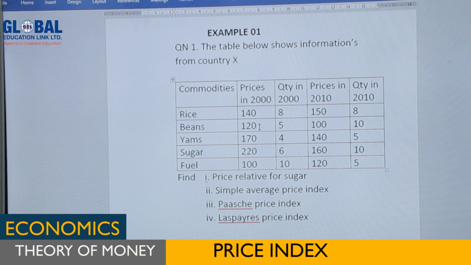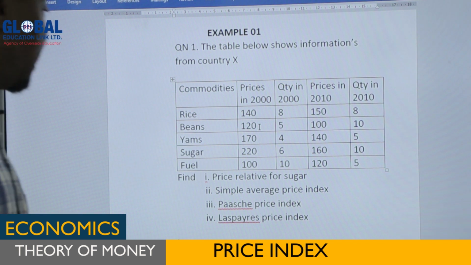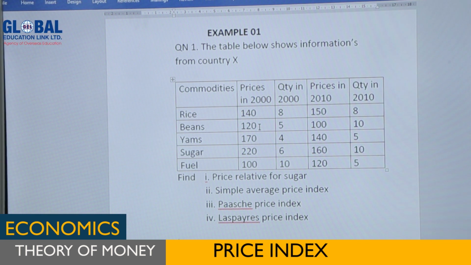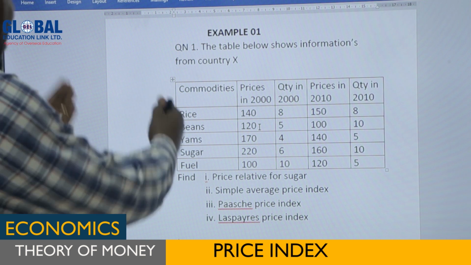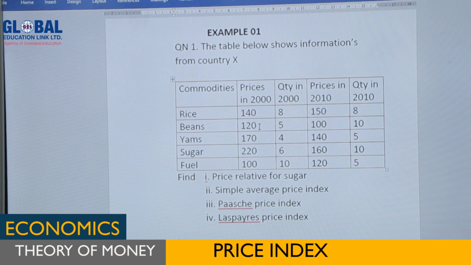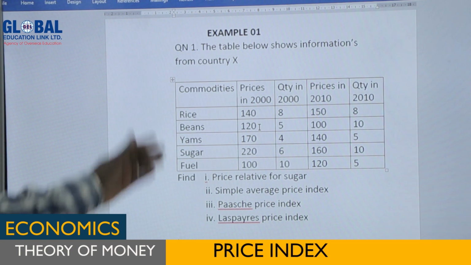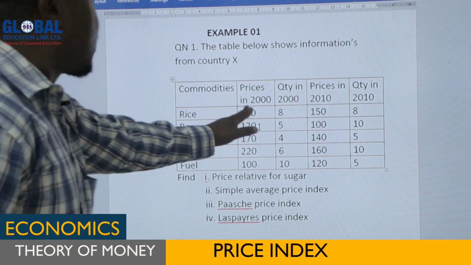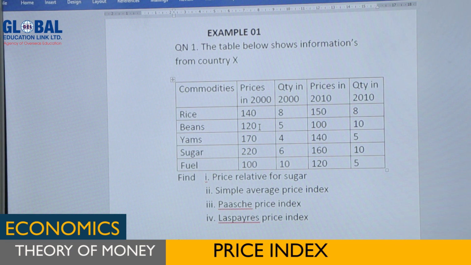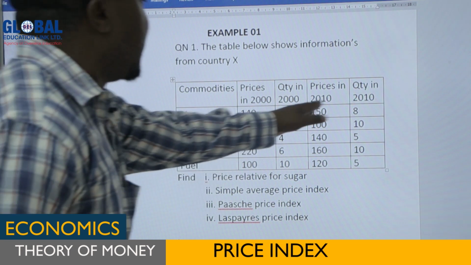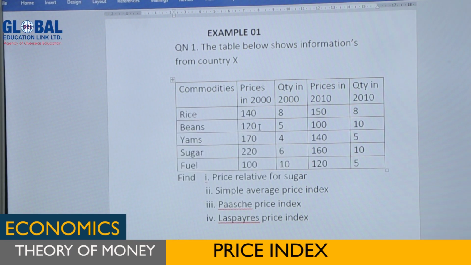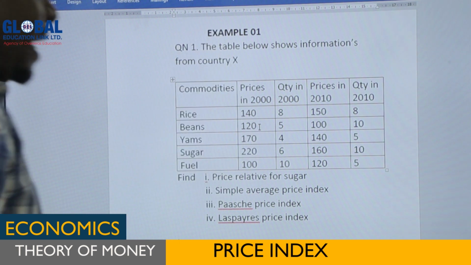The commodities given are 5. We have rice, beans, yams, sugar, and fuel. Those are the commodities which have been taken in the basket of goods. Then you have prices in 2000. You can see them. It means this 2000 will be taken as the base year, as we have discussed, while 2010 will be taken as the current year. So we are measuring those 2 years.